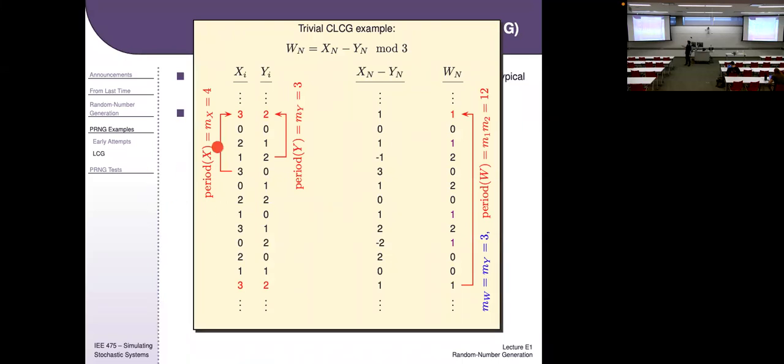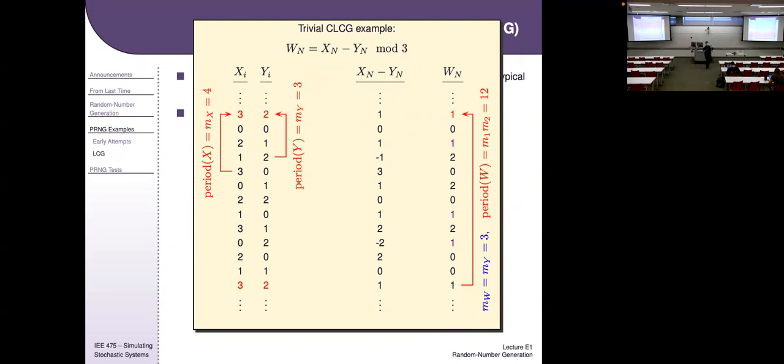I just created a much simpler X and Y LCG and a combined one, X minus Y, combined LCG. And I can see that here, X has a period of 4, Y has a period of 3. So they start repeating pretty quickly. But when I combine them in this way, so here I subtracted and did mod 3, then the result has a period of 12, which happens to be these two periods together. Again, kind of like a beat in music.